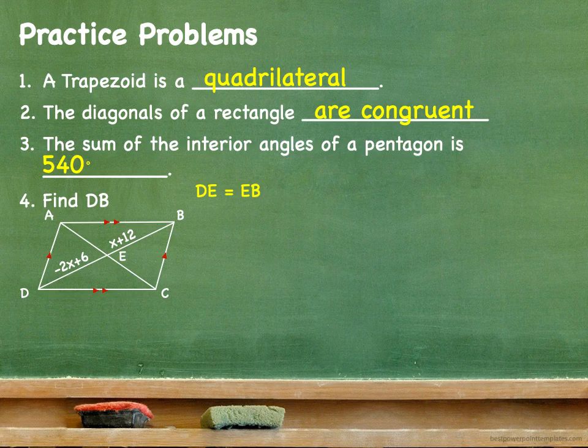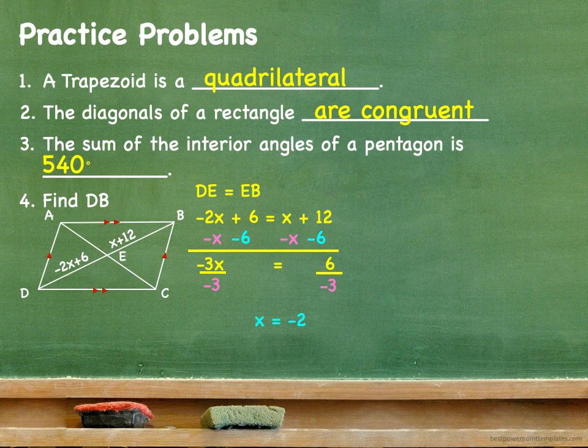So I can set negative 2x plus 6 equal to x plus 12, and I'm going to solve. I'm going to subtract 6 from both sides, subtract x from both sides. So negative 3x should equal a positive 6. Divide both sides by a negative 3. So x should equal a negative 2.